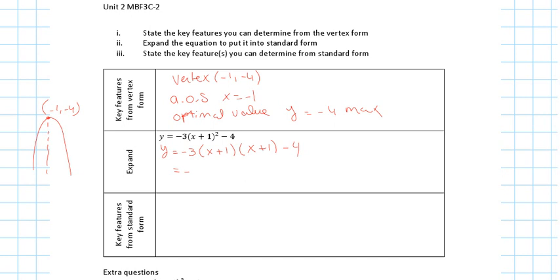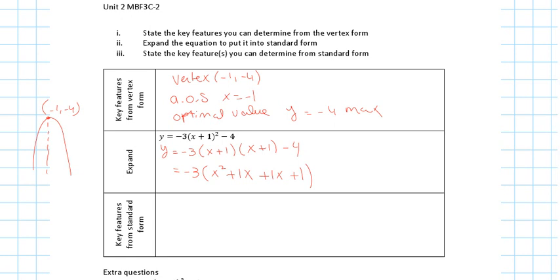Let's FOIL. X times x, x squared. X times 1, 1 times x, 1 times 1. Why is it still in the bracket? Because I have that -3 outside. I can't yet remove the brackets. I have to keep my foiling in the bracket because I have that -3 outside. I'm not ready to get rid of that bracket yet.